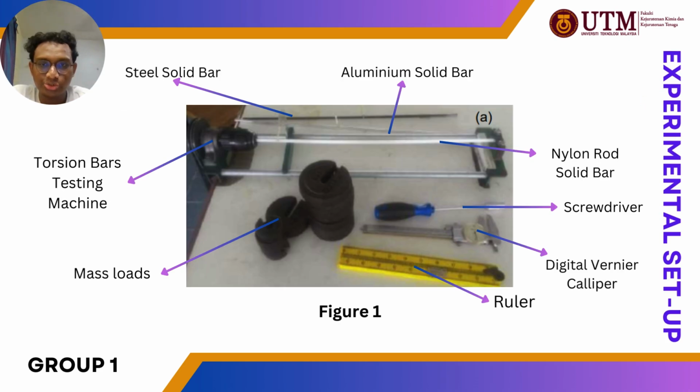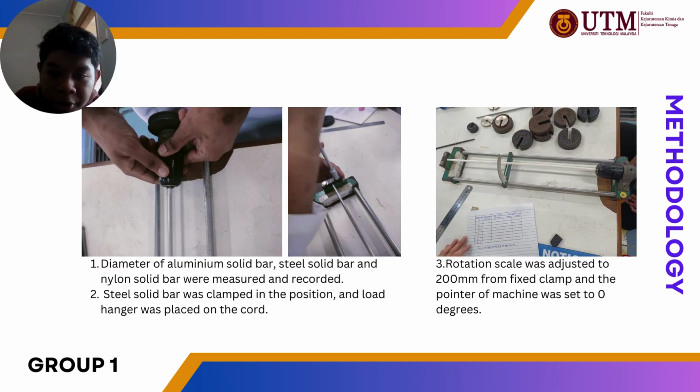So this is our experimental setup. As we can see in figure 1, we have three different solid bars, which are the steel solid bar, aluminum solid bar and nylon solid bar. Then we have a digital vernier caliper to record the diameter of the solid bars. Then we have a screwdriver, ruler, mass loads ranging from 5 Newton to 40 Newton, and the last one, the torsion bars testing machine.